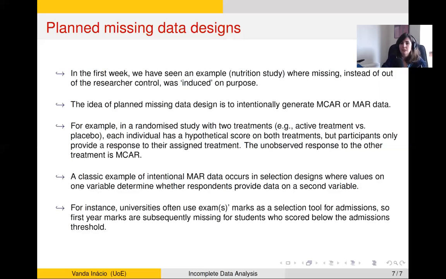And there are several examples in our classic example of the BMI and glucose levels. For instance, we could think that only those with very high glucose levels would have their BMI measured. And in this case, missing would be at random, because for those with glucose levels that are not very high or not above a certain threshold, we would decide not to measure their BMI. So we know the reason for why we have missing data. This is a hypothetical example, but it's again an example of a planned missing data design.